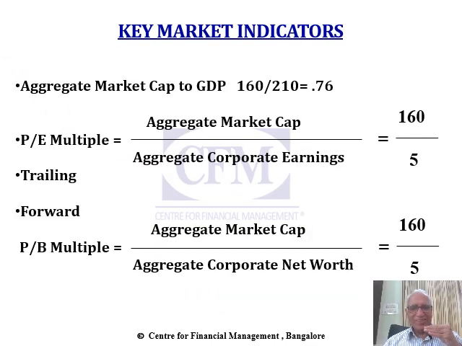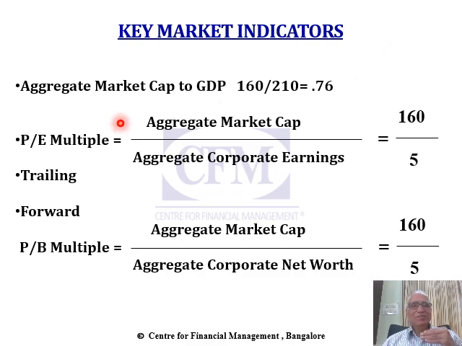The key market indicators are aggregate market cap to GDP, aggregate price earnings multiple, aggregate price to book multiple. Aggregate market cap to GDP is defined as the sum of the market cap of all companies listed on the exchanges divided by gross domestic product. If, say, the sum of the market cap of all companies listed on the exchanges is 160 lakh crores and GDP is 210 lakh crores, then aggregate market cap to GDP is 0.76.